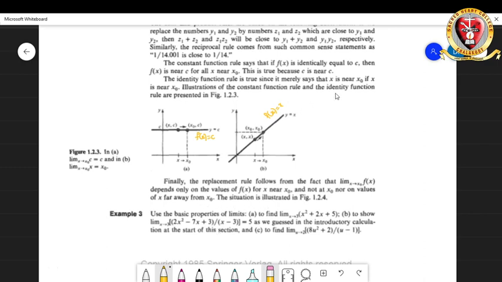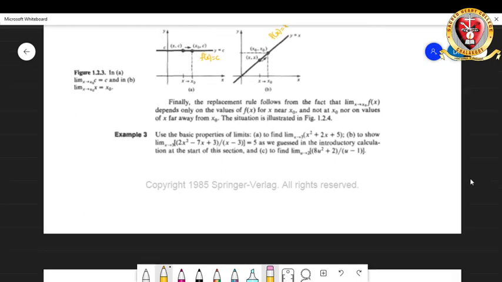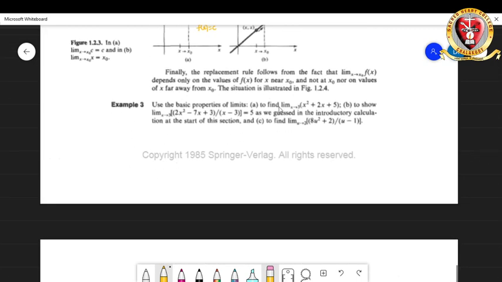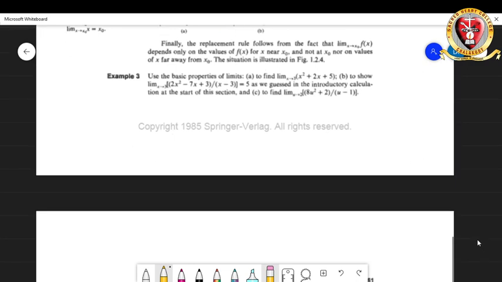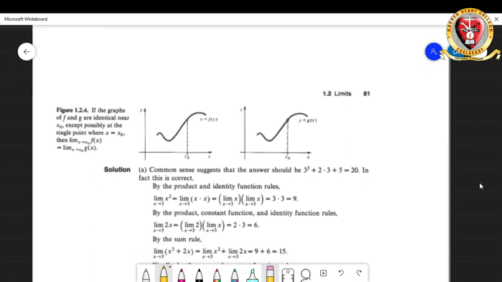Now let's see example 3. We'll solve example 3 using the basic properties of limits. The first one is to find limit x tends to 3, x square plus 2x plus 5. How do we do that?